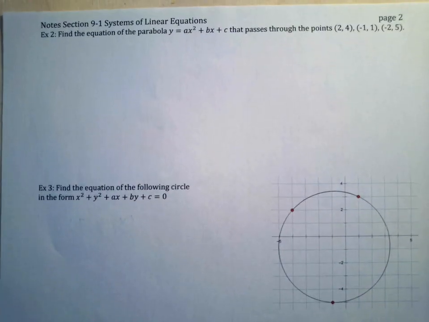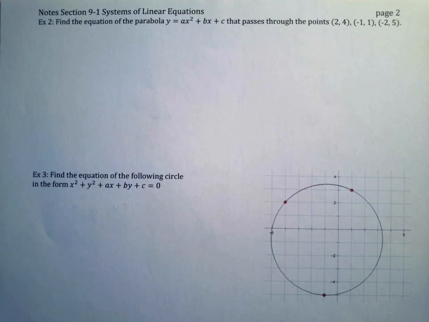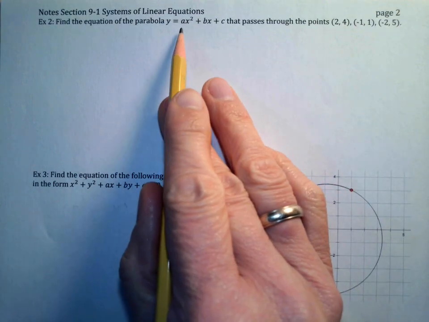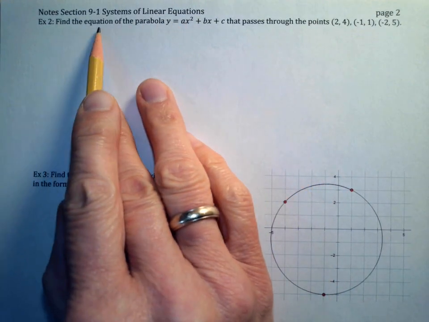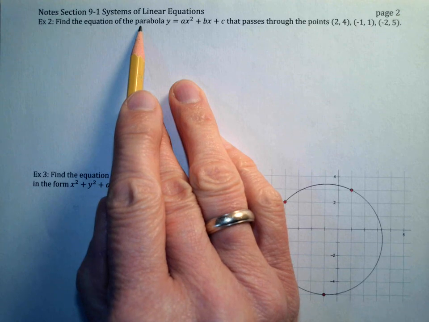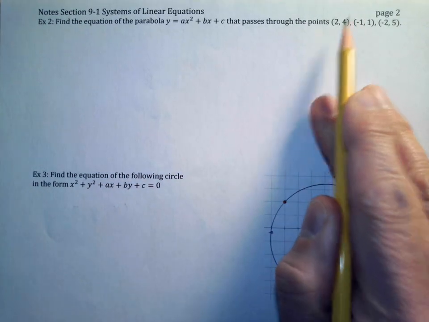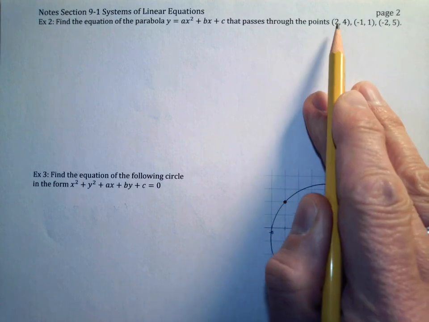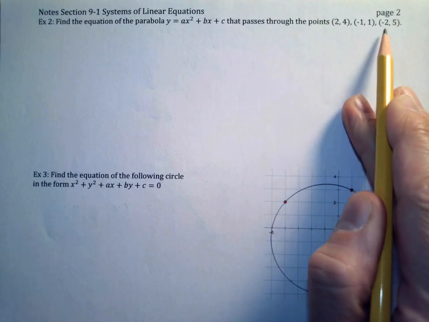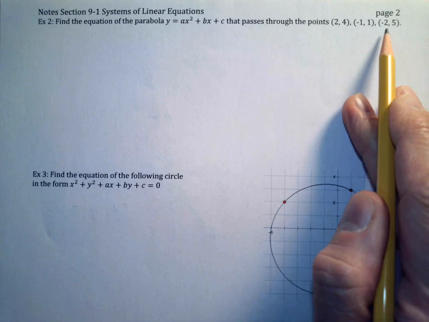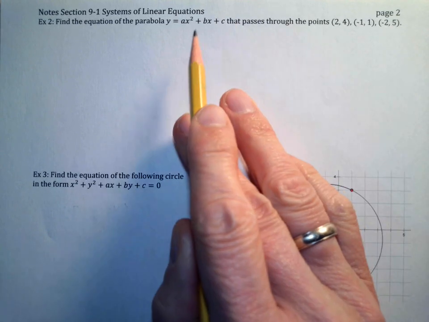Okay. So this first one, it's kind of complicated, but it's really just trying to get you to come up with some equations on your own. So it says here, find the equation of a parabola. We've done a similar thing in the past, but one of the points they gave us in the past was a vertex, and we're not given that any of these are vertices. So none of these is a vertex in this parabola.